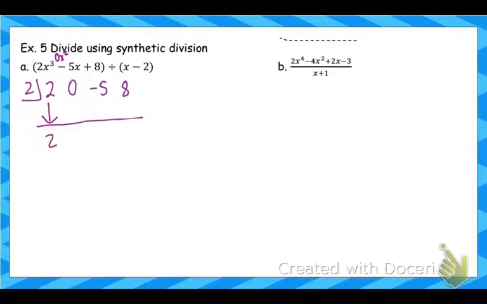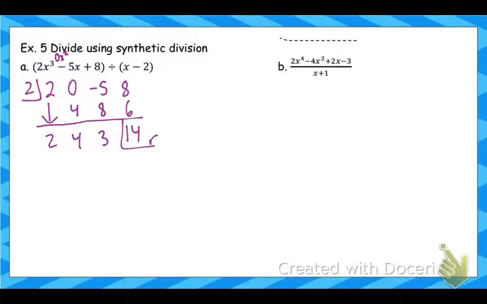So I start by bringing down the first number. I multiply by what's in the box, and I add down the column. Multiply by what's in the box, add down the column. Multiply, and add. Last number is the remainder.